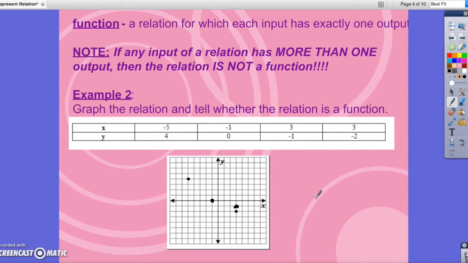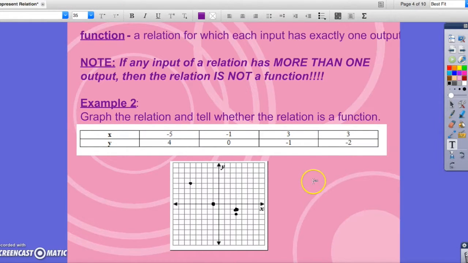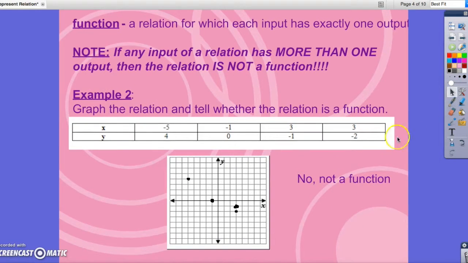Okay. So we have to say whether or not it's a function. There are two ways. Now that we see the different representations on that first slide, look at all the x's. I have negative 5, negative 1, 3, and 3. Uh-oh, 3 and 3 repeat, right? So because they repeat, we write no, not a function. Now take a look. Where's 3 and 3? Right here. See them above each other.